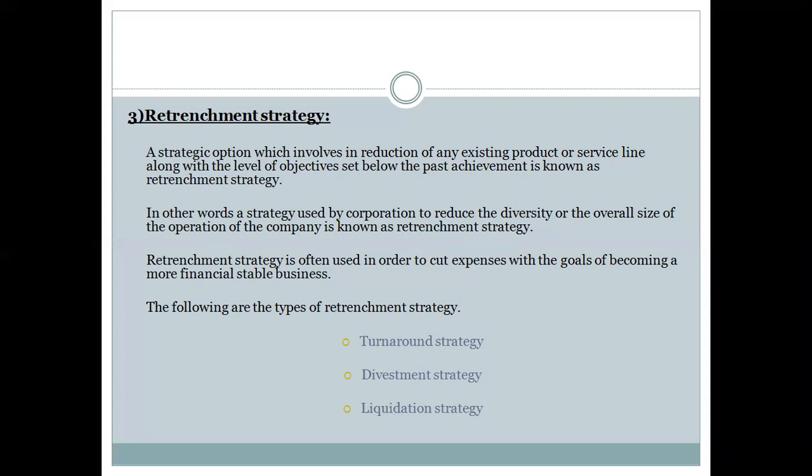Retrenchment strategy is often used in order to cut expenses with the goal of becoming a more financially stable business. Yes, guys, it is a process of cutting the expenses, escaping from the expenses. Unnecessarily you need to produce the product and sell the product, and if that product is not getting sales in the market, again you need to face the problem. To escape from those problems, you are reducing the production, you are shrinking the production. And it is classified into three categories: turnaround strategy, divestment strategy, liquidation strategy.